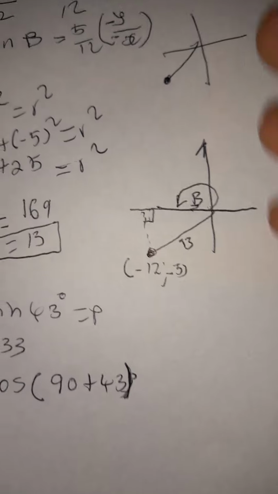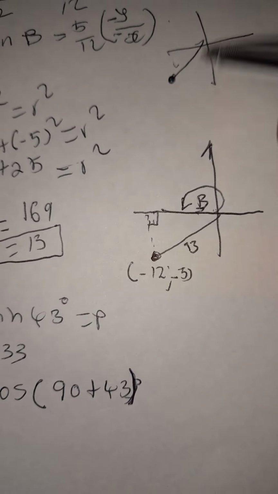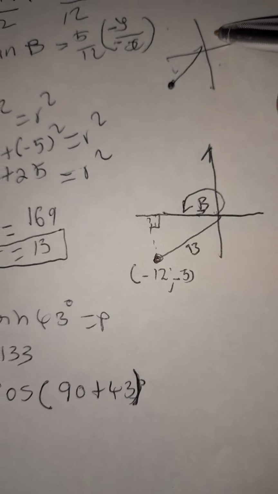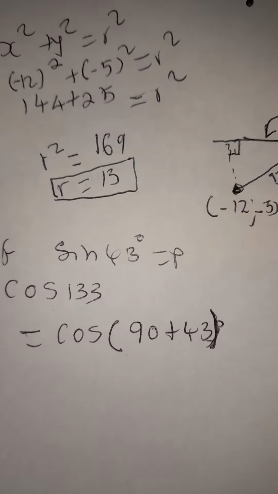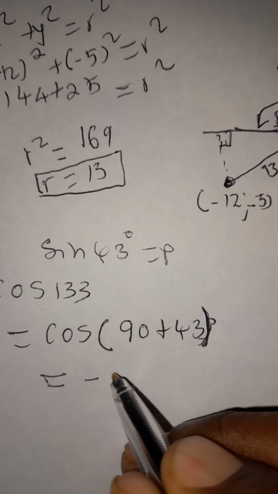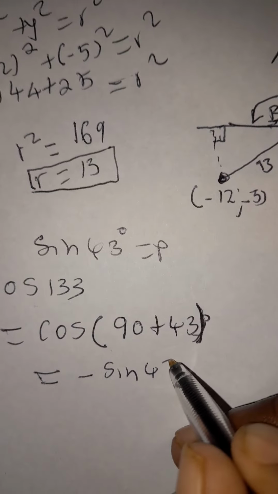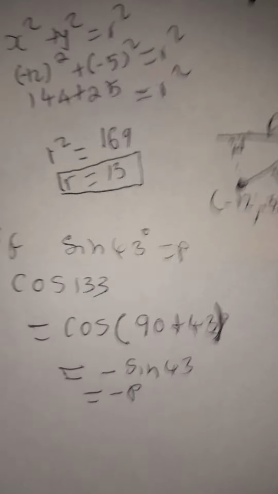According to our CAST diagram, all science teachers are crazy, they take coffee. Okay, this is the second quadrant. How is cos in the second quadrant? It's negative. Definitely cos will be negative. Sine of 43 will take the sign of cos. So we are going to have negative p in this case, right?